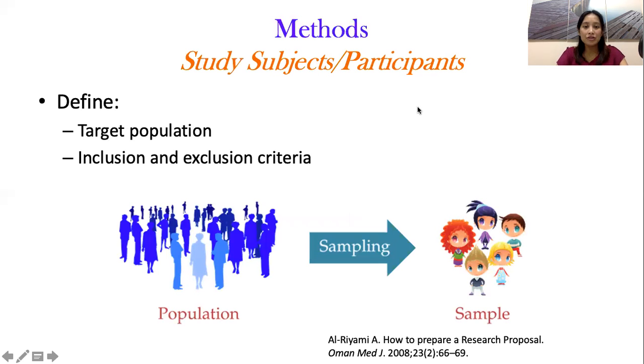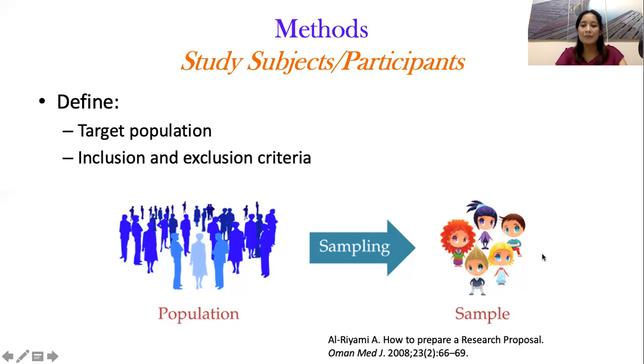So in the methods, next is your study subjects or your participants. You define the target population, and you define it by setting specific inclusion and exclusion criteria. So let's say your target population is people living with diabetes, and you sample people living with diabetes in the community. Let's say your setting is a barangay health center. So that's how you took the sample.